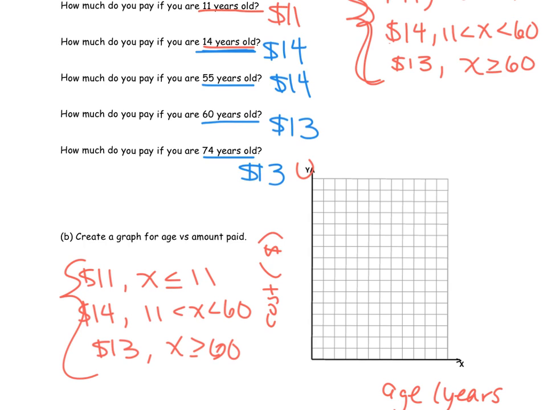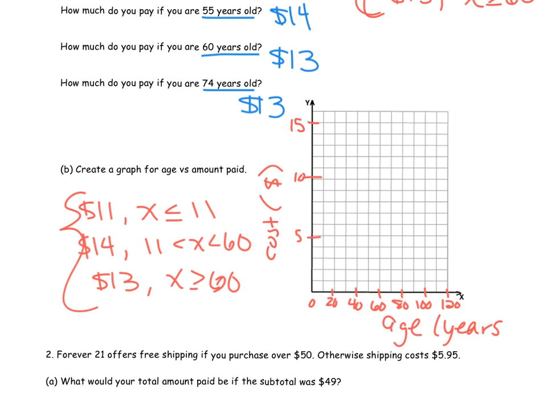Again, I'm going to make my axes. We have cost in dollars on the y-axis, and then the age on the x-axis, which I skipped by every 2 boxes by 20. So really every box is going by 10. So it's going to cost $11 if x is less than or equal to 11. When x is less than or equal to 11, well, that's about here. We have that closed circle.